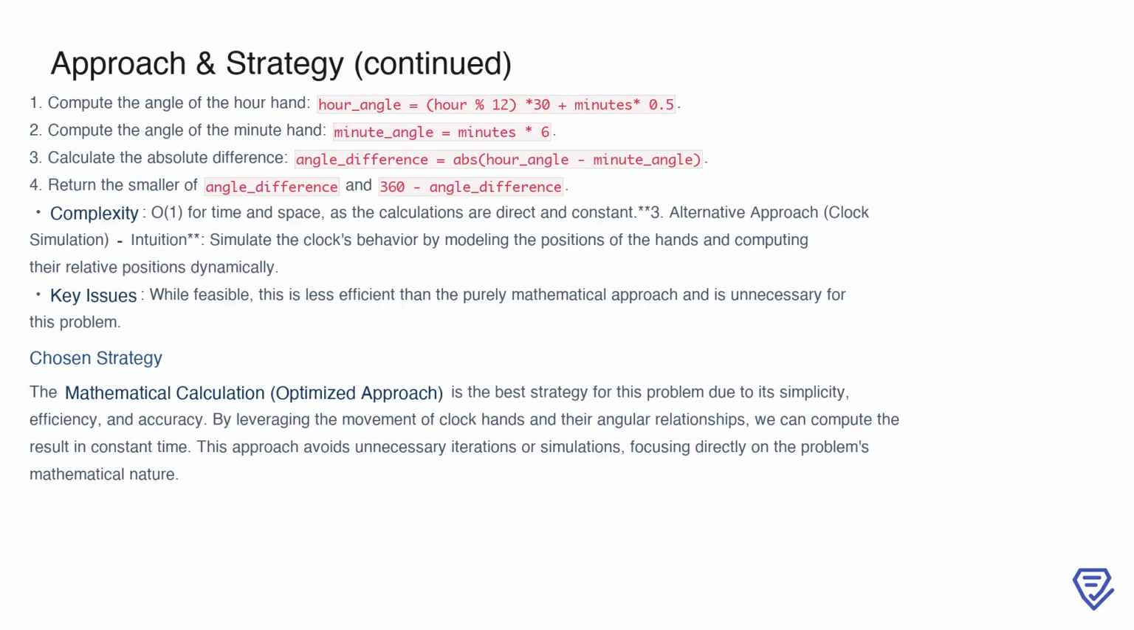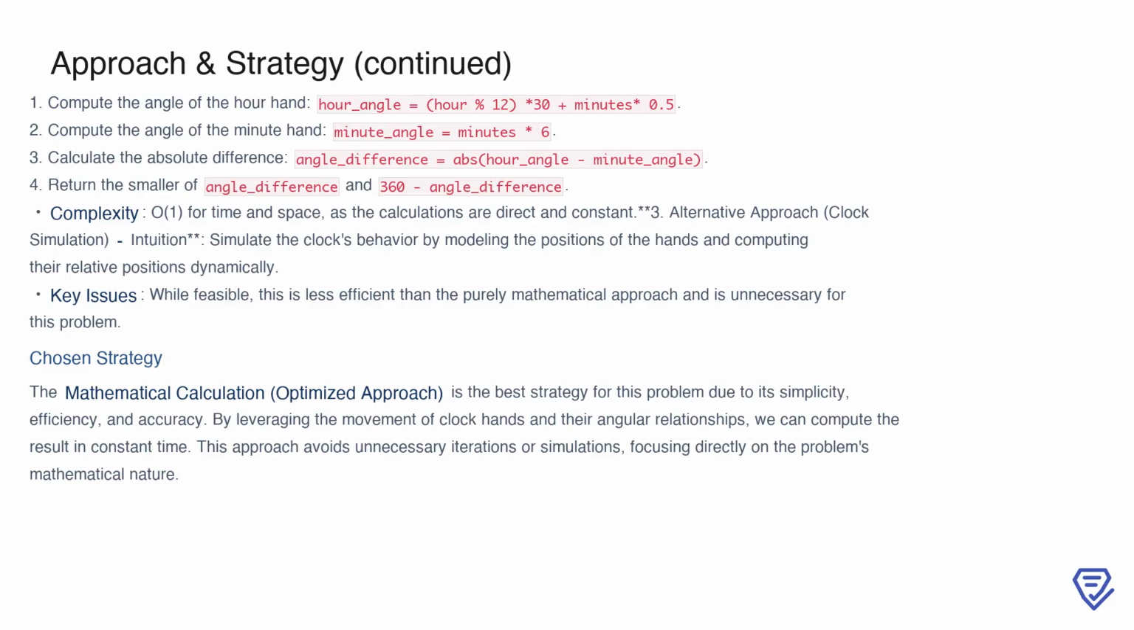With these two angles, we can find their absolute difference using angle_difference equals abs(hour_angle - minute_angle). Finally, we return the smaller of this difference and its complement, calculated as 360 - angle_difference. This ensures that we always return the lesser of the two potential angles. The time and space complexity of this approach are both constant, O(1), as the calculations involve only direct, fixed computations without any loops or additional memory usage.